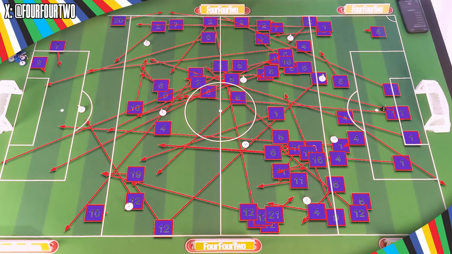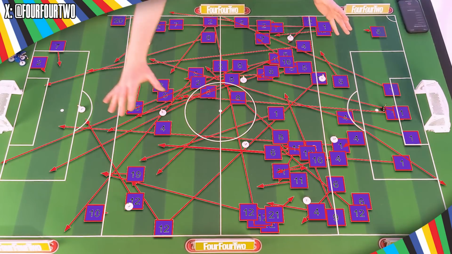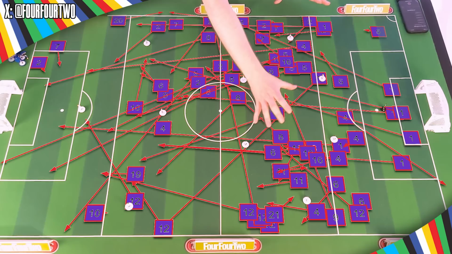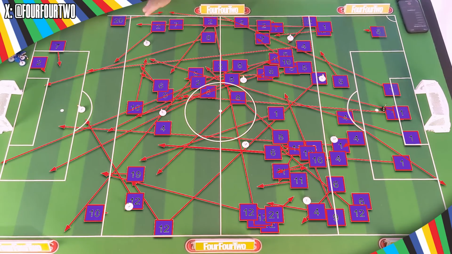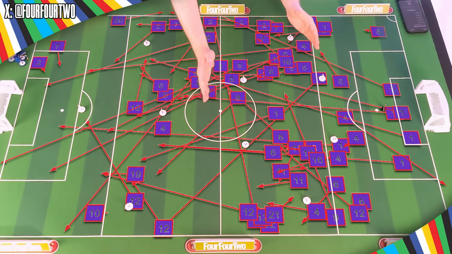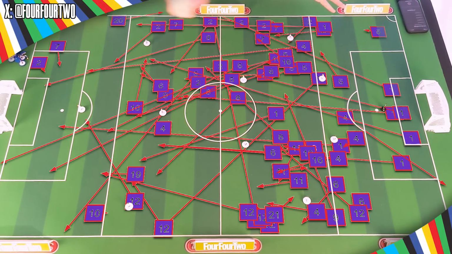They weren't giving the ball away way too much, but just look at how many of these are long from deep areas. These were all a result of them not being able to break the line of Danish pressure and panicking and humping it upfield instead. And when that happens, this happens as well.